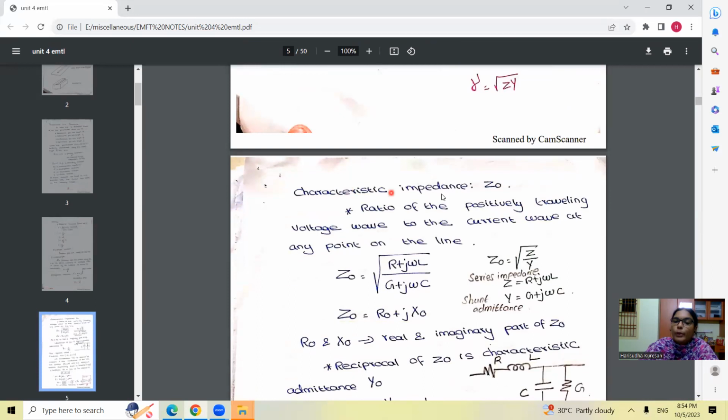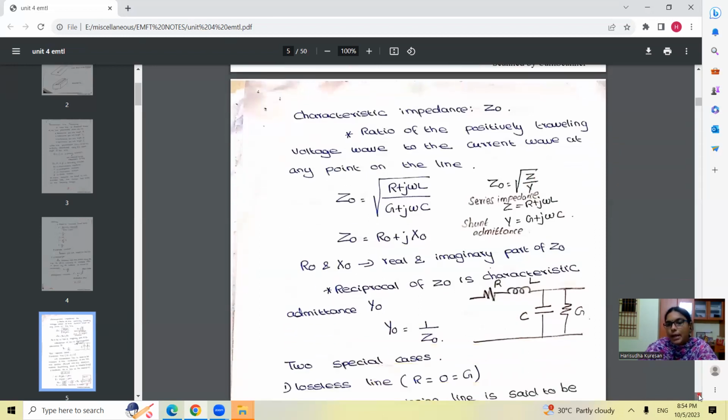Now we will see what we mean by characteristic impedance. The characteristic impedance is represented by the notation Z0. It is the ratio of the positively traveling voltage wave to the current wave at any point on the line. Z0 is given by the square root of Z by Y, where Z is the series impedance and Y is the shunt admittance. Z can be expressed as R plus j omega L.